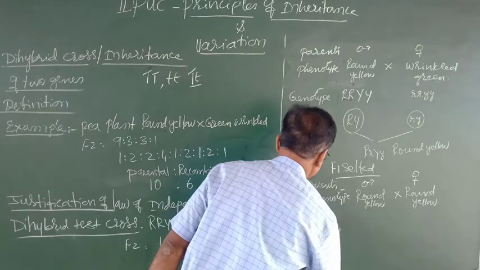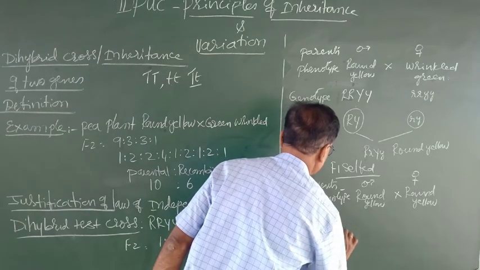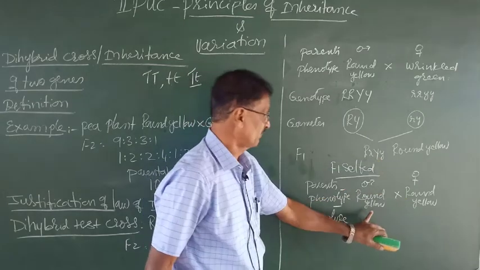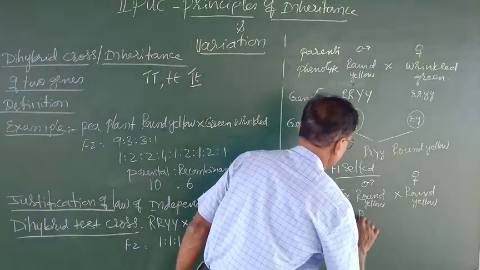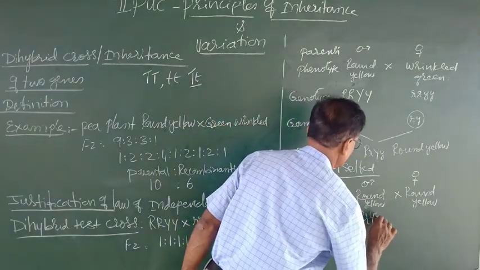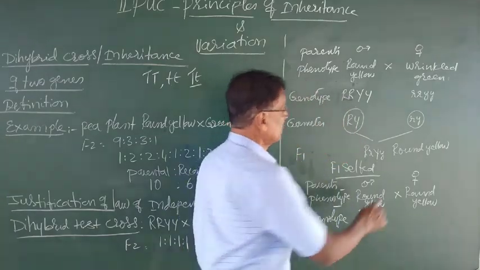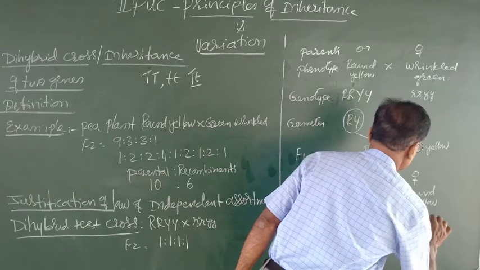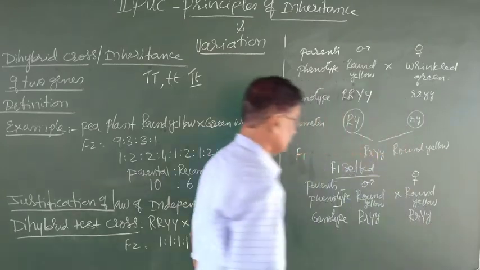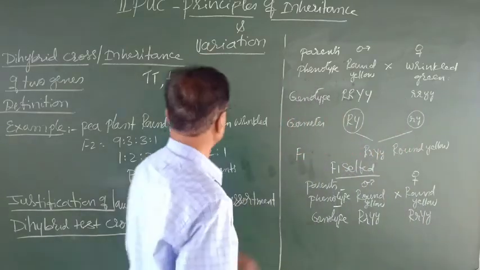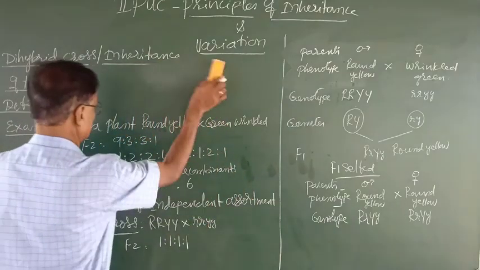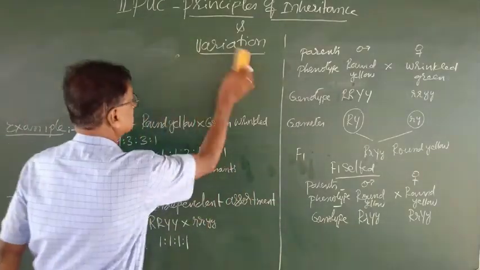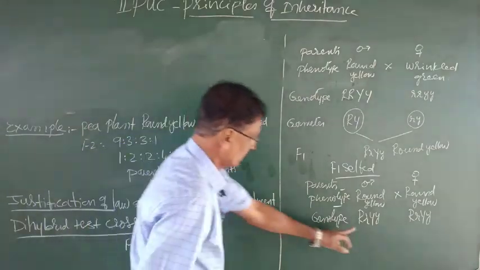What may be the genotype? Remember the genotype. What I have written here is the genotype for this. That is capital R, small r, capital Y, small y. And for this, the same, because both are F1 plants. So that is the genotype. What may be the next now? The next is the gametes.